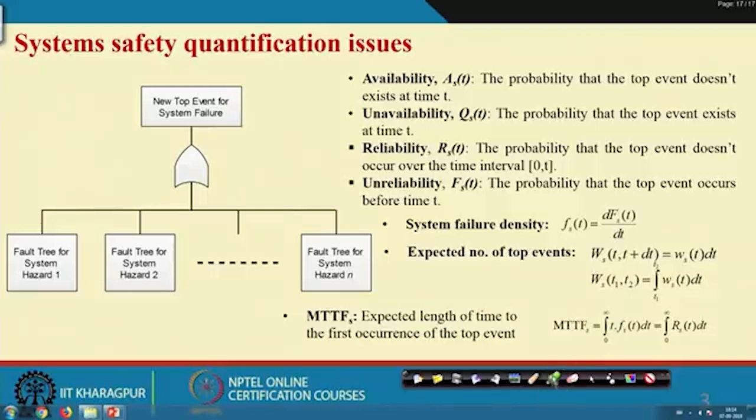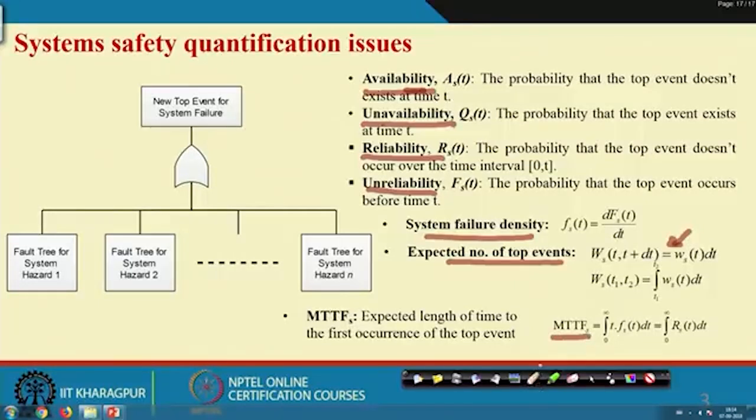Like component level or basic event level quantification, in system level quantification the parameters are more or less the same. The parameters of interest are availability, unavailability, reliability, unreliability, system failure density, expected number of top events, unconditional failure intensity for the system, and also mean time to failure for the system.